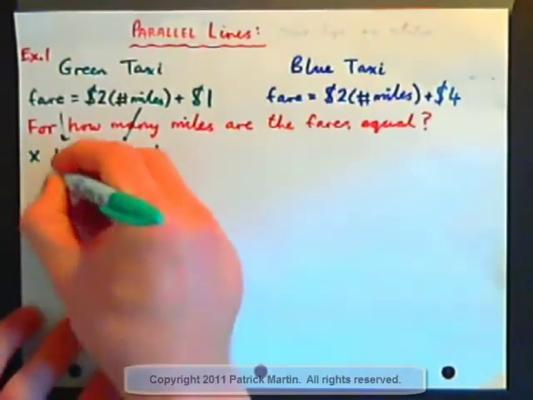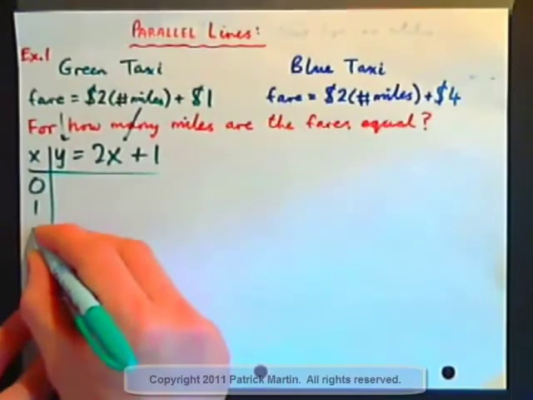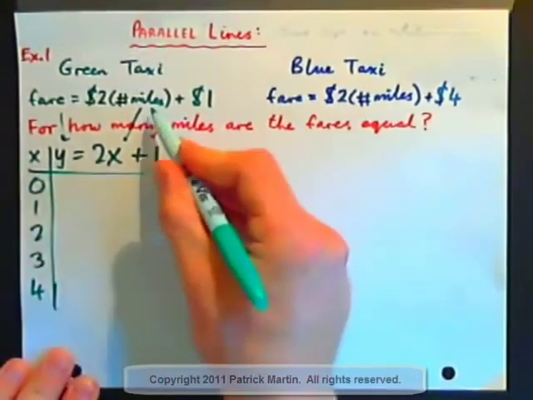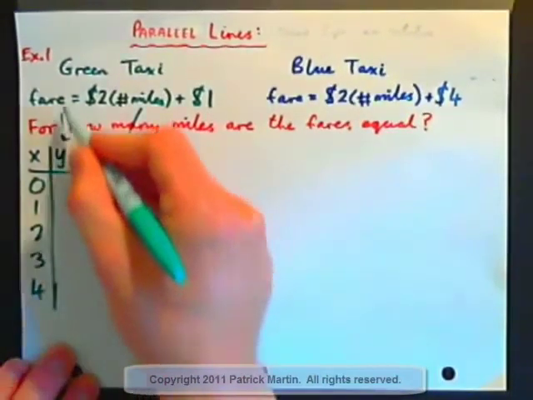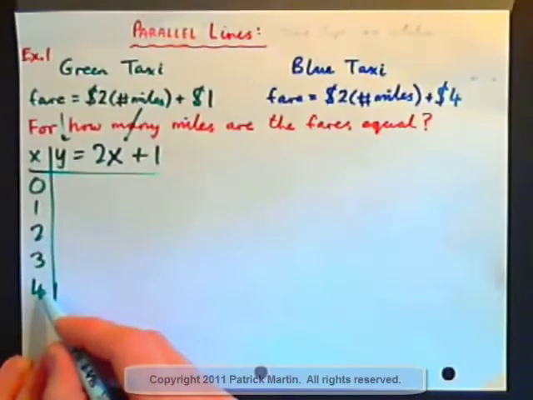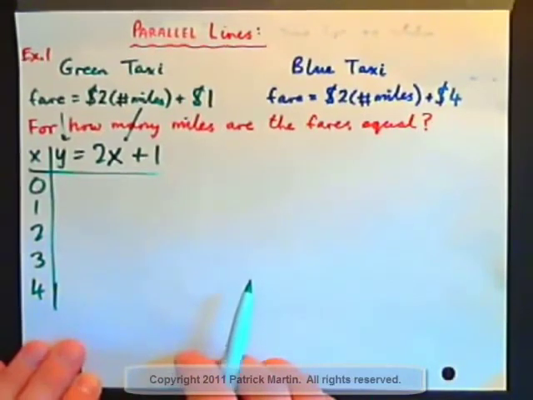And we'll make a little table for that, and put in numbers for x: 0, 1, 2, 3, 4. So x represents the miles. y represents the fare. 0 miles, 1 mile, 2 miles, 3 miles, 4 miles. For these miles, can you calculate the fare and write it down here? So press pause on your video and do that.